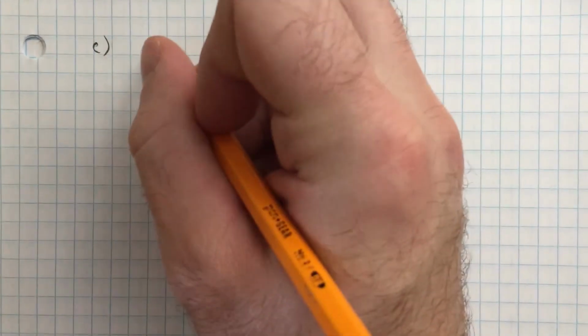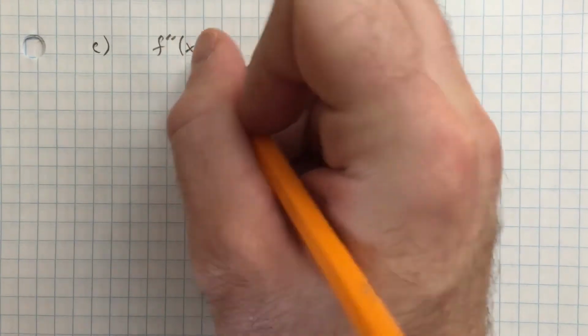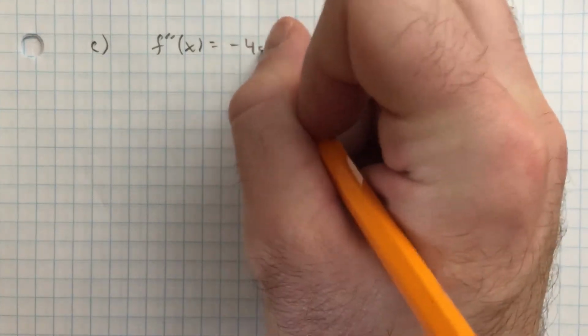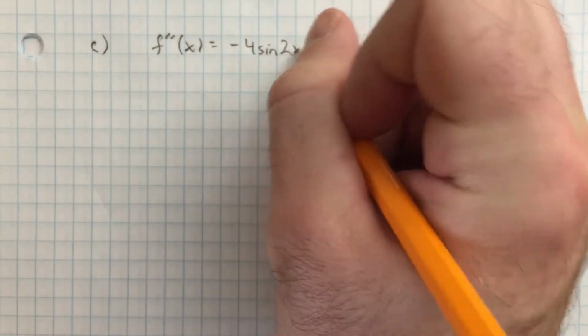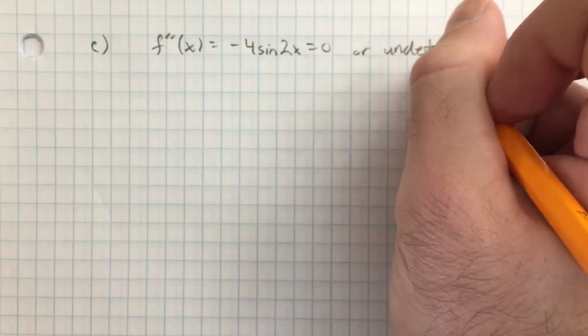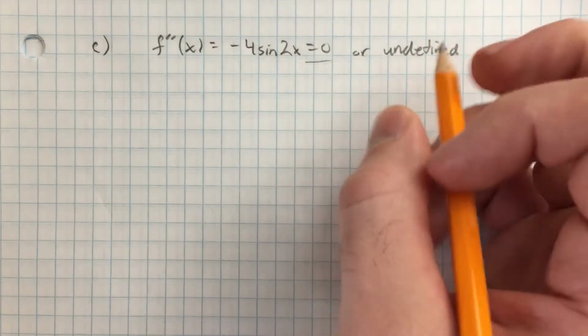Part C. Test for concavity and inflection points. So we need the second derivative. The second derivative should be negative 4 sine 2x, so that is equal to 0 or undefined. Again, this derivative will not be undefined anywhere, so therefore we're just looking at equal to 0.